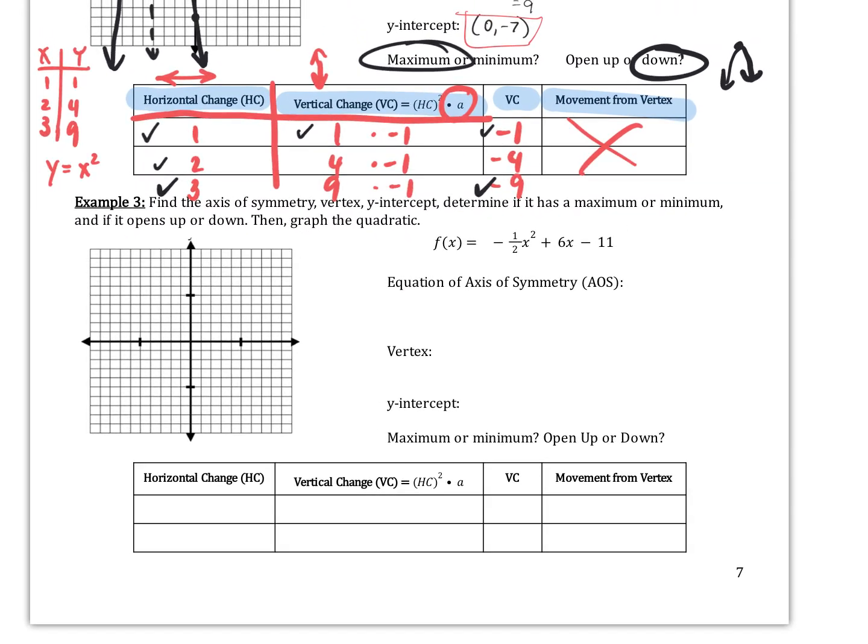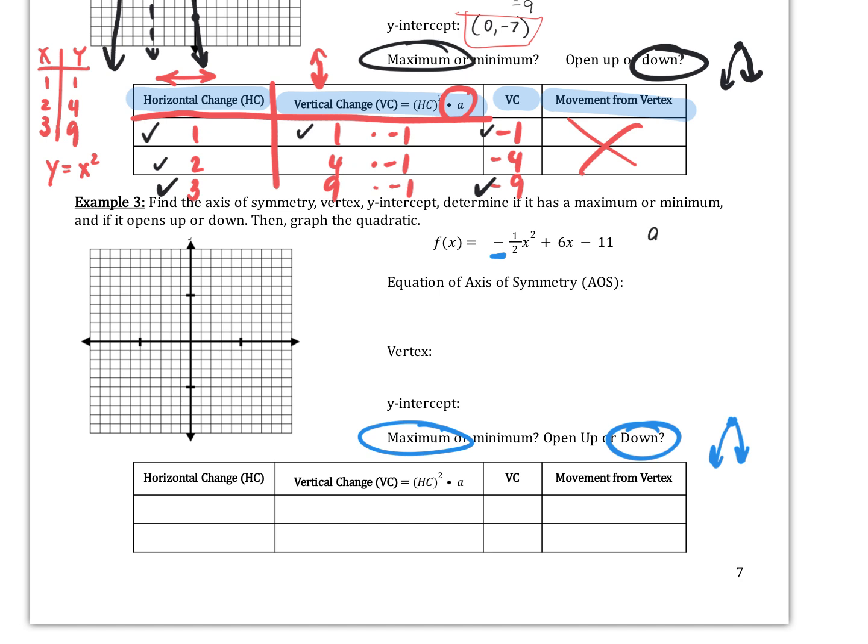All right. First of all, is this going up or down? Look at your A value. Is it positive or negative? Well, it's negative, so once again, we're going down. Since it's down, my vertex is at the maximum spot. Okay, let's go ahead and start solving.